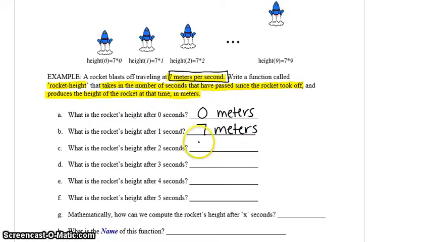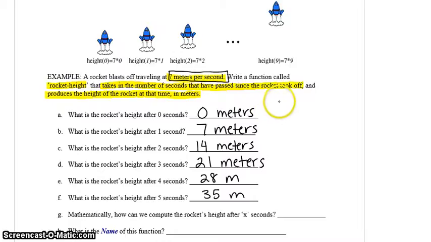What's the rocket's height after 2 seconds? Well, if it goes 7 meters in the first second, 7 meters in the second second, that's a total of 14 meters high. We start to notice a pattern here. The rocket's height after 3 seconds will be 7 plus 7 plus 7, which is 21. After 4 seconds, 28 meters. After 5 seconds, 35 meters. We start noticing a pattern here.